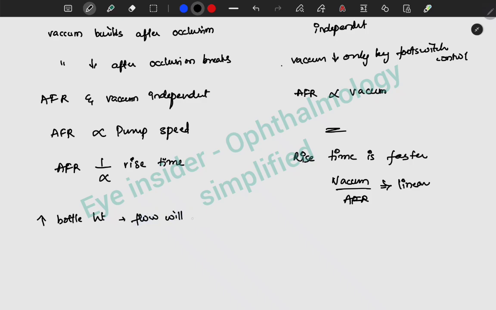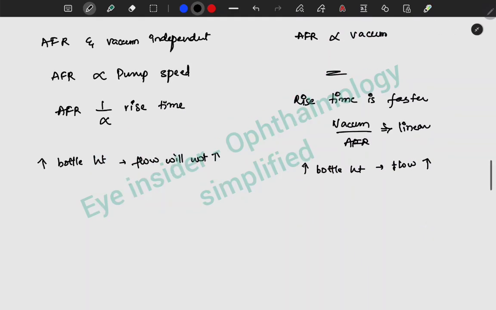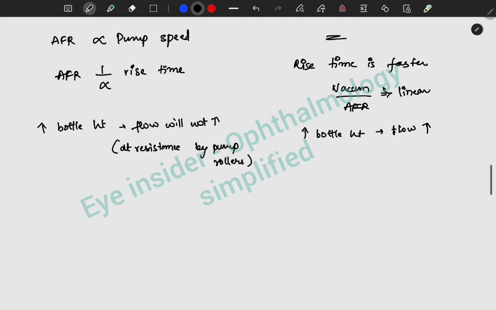When we increase the bottle height, flow will not increase in venturi, whereas on increasing the bottle height, flow will increase in peristaltic. It will not increase in venturi because there is resistance by the pump rollers, so they act as a hindrance to reduce the flow.